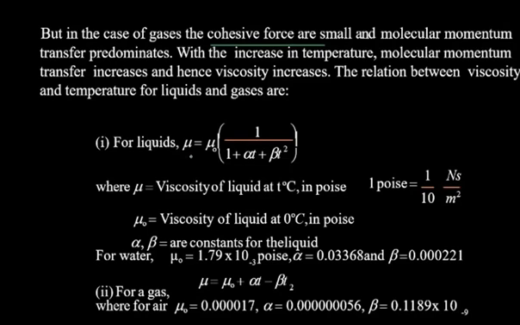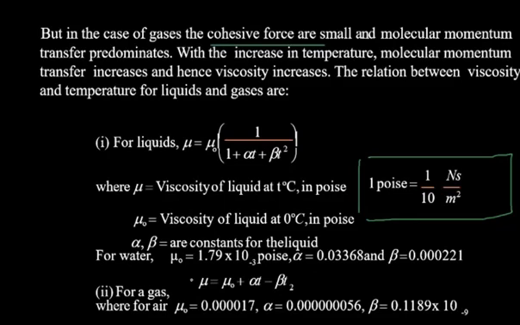The relation between viscosity and temperature for liquids is mu equal to mu naught into 1 divided by 1 plus alpha t plus beta t square, where mu is the viscosity of the liquid at t degree centigrade, in poise. The unit of viscosity is Newton second per meter square, also called poise, where 1 poise is equal to 1 by 10 Newton second per meter square. Mu naught is the viscosity of the liquid at 0 degree centigrade in poise. Alpha and beta are constants for the liquid.